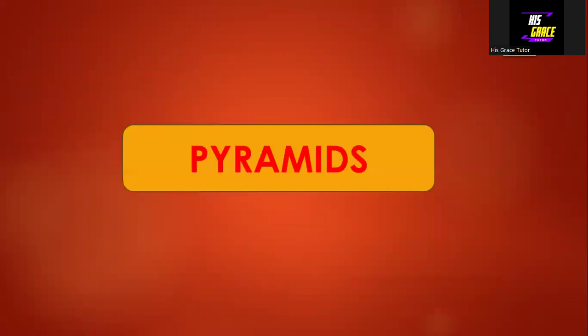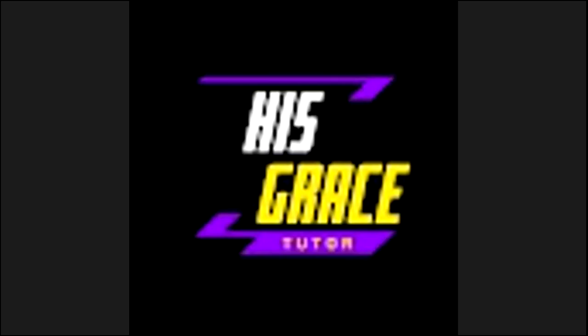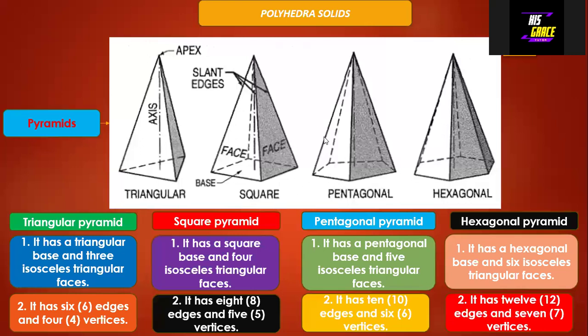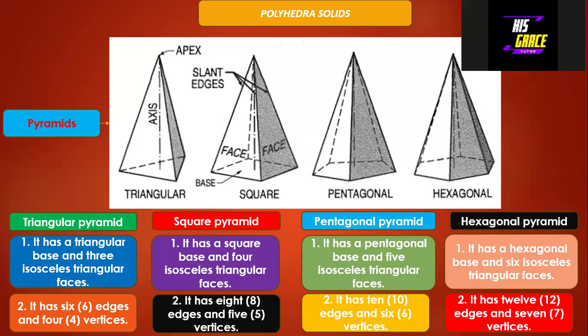So the next we have pyramids. Okay, so we have all the properties here together. For the first one, we have the triangular pyramid, and as we did for the prism, here we use the shape of the base. The shape of the base is what we use to name the pyramid. So this is a triangular pyramid because the shape of the base is a triangle.